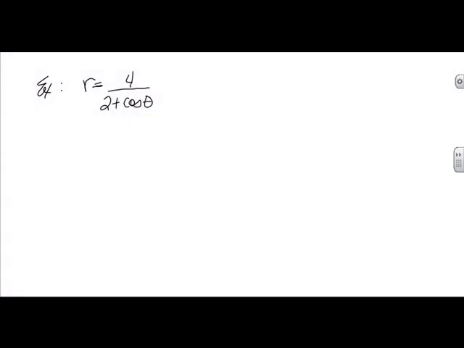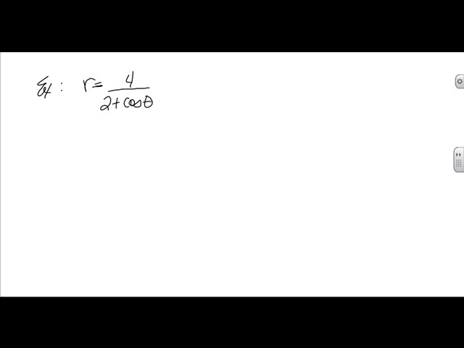All right, we want to take a look at the equation r equals 4 over 2 plus cosine theta and determine, what shape is it? Is it going to be an ellipse, a hyperbola, or a parabola? Find coordinates for all the important points, vertices, foci, equations for the directrix, all that good stuff.